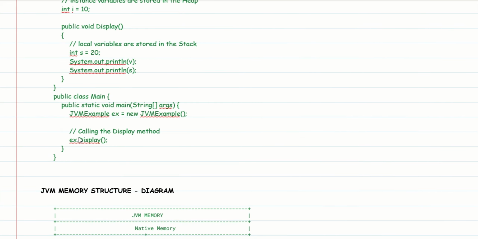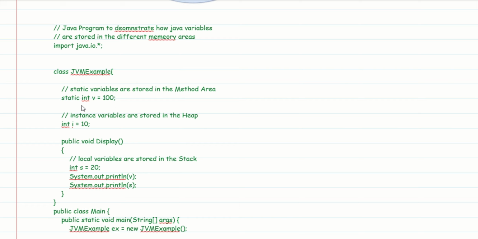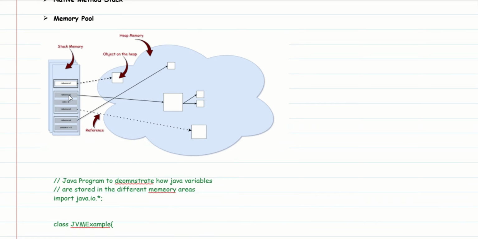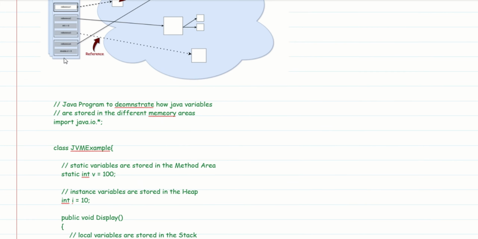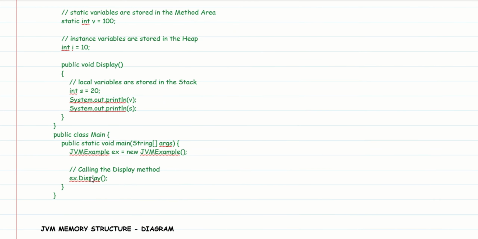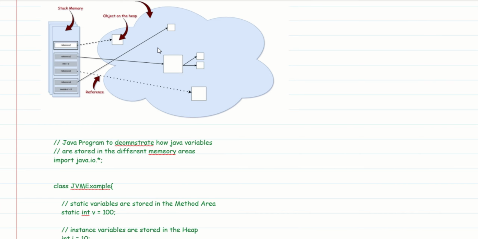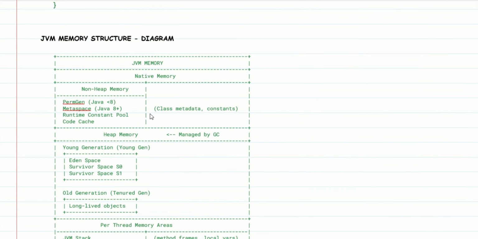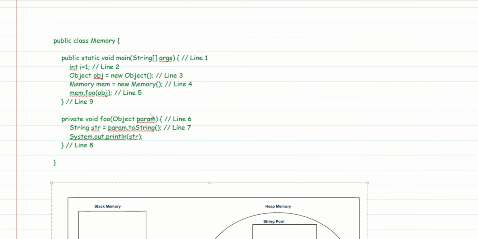As soon as this method is called, space is allocated in the stack memory, and all object references are stored here, pointing to objects. We'll see this again in another example, line by line.